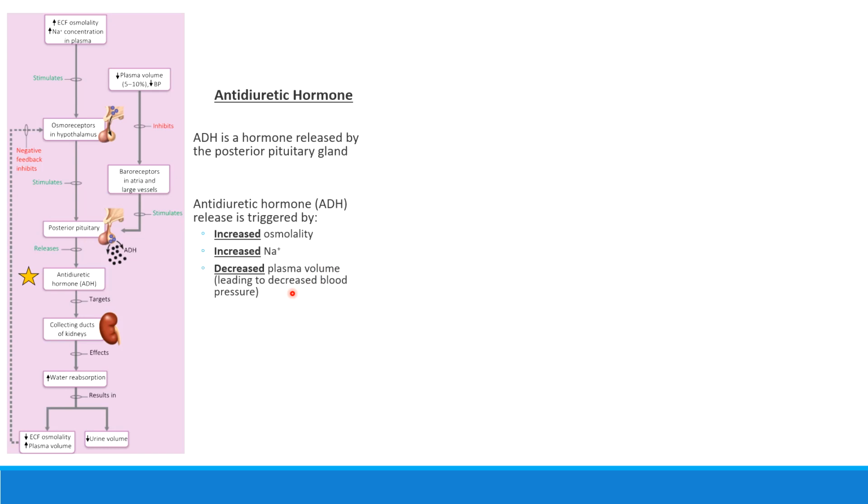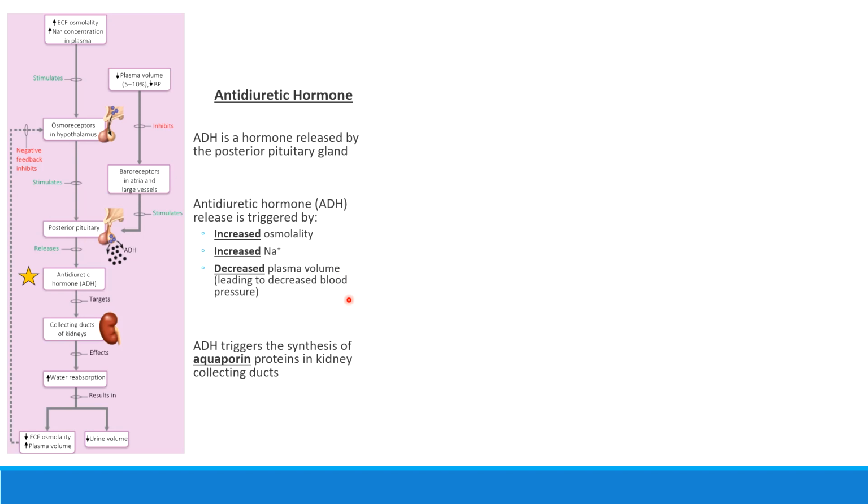The other factor that might trigger the release of ADH is if we have a decreased plasma volume. Decreased plasma volume is typically going to be detected as a decrease in blood pressure. If we have a decrease in blood pressure, that tells the body that we don't have enough water in our blood. So that would be another factor leading to antidiuretic hormone release.